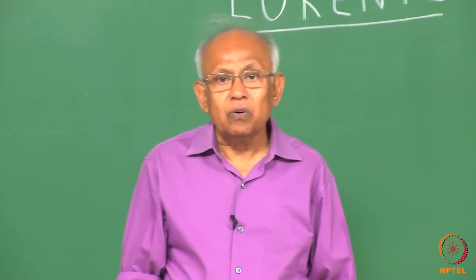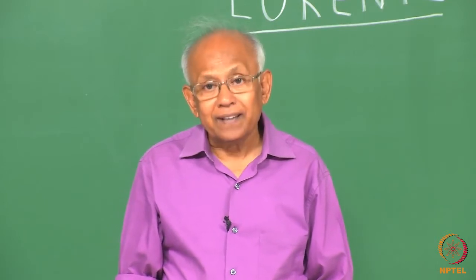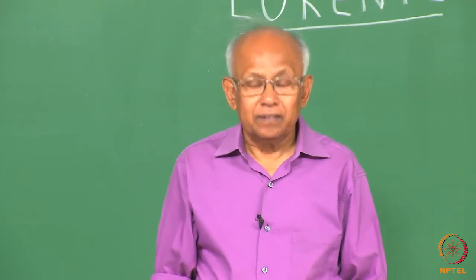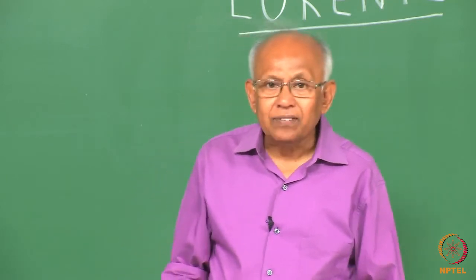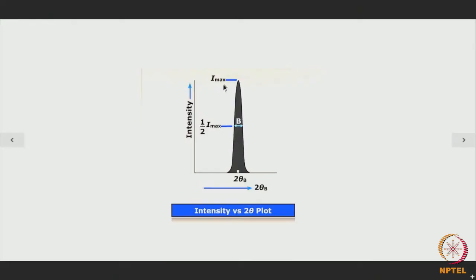That intensity will be much lower than when there is 100% constructive interference, and that is the reason why we get a line profile of this shape. And the total intensity of diffraction for this particular line will be proportional to the area of this line profile, or in other words, it will be proportional to I max multiplied by B.